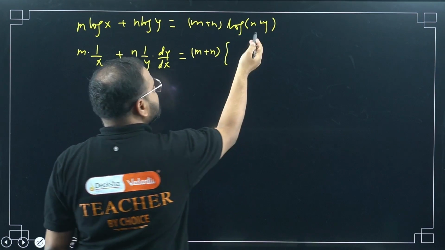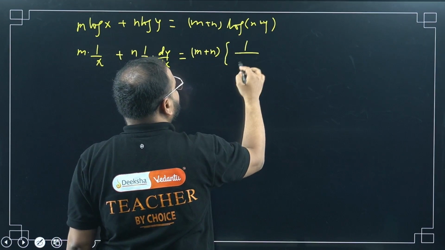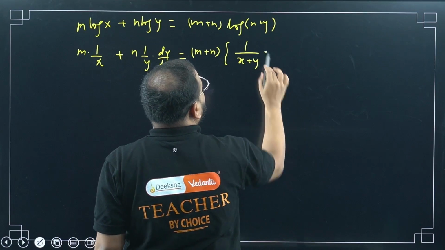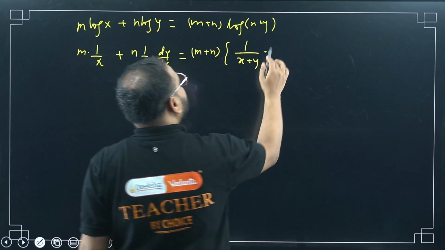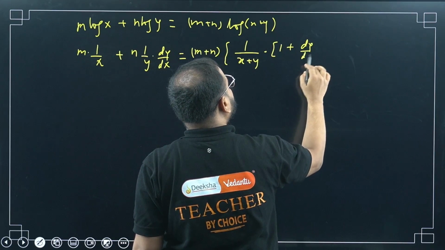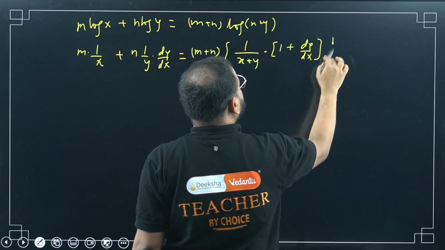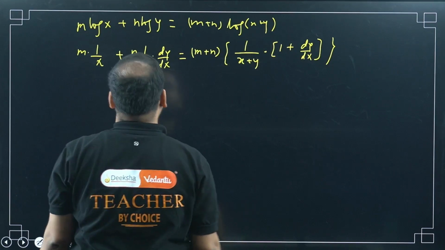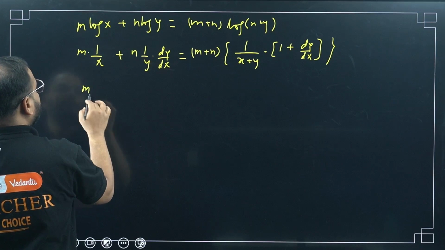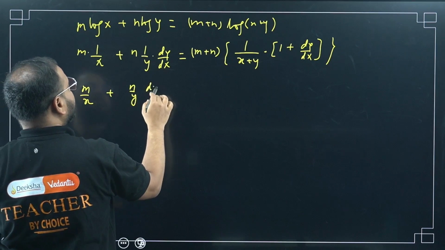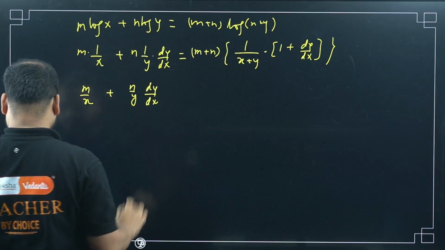Okay. What about this part? 1 upon x plus y. Is it over, sir? No, sir. I have to use chain rule, no? So this will be simply 1 and then dy by dx. For x it is 1, for y it is dy by dx. This is simply m by x plus n by y dy by dx.